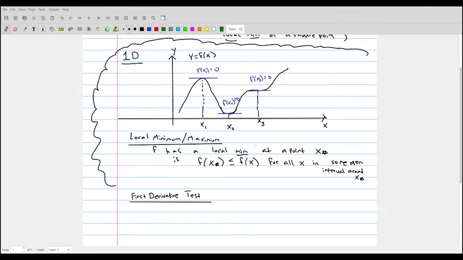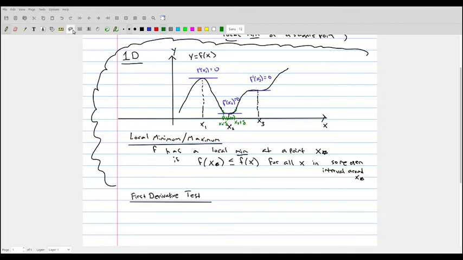So in this example, x2 right here is a local minimum. If you take any open interval that's small enough around x2, say x2 plus delta is the upper bound of this interval, and x2 minus delta is the lower bound of this interval, then for any point x in this interval, the function is always going to be greater than or equal to the value at x2. So that's why x2 is a local minimum.